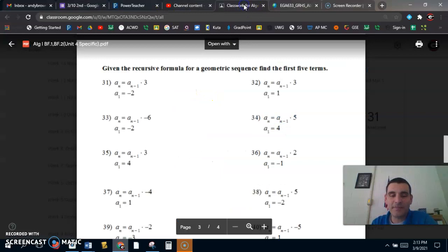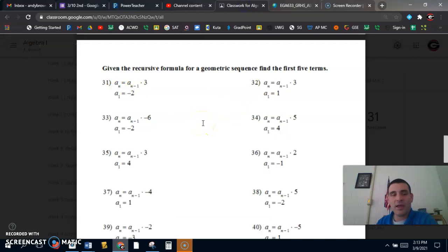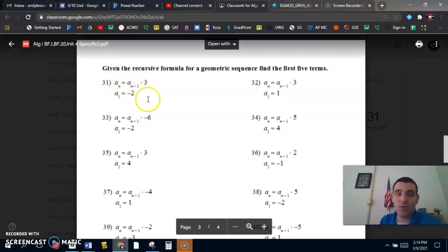So you'll see this problem 31 here is in that similar fashion. Okay, a sub n is equal to a sub n minus 1 times 3. Now the recursive formula is not as powerful as the explicit formula. I can't tell you immediately what the 50th term is. I would have to literally multiply 50 times. But what it does do is tell you instructions as to how to get from one term to the next. To be able to get going, you need to know a term. So it's going to give you the first term here. As you can see, a sub 1 is negative 2.